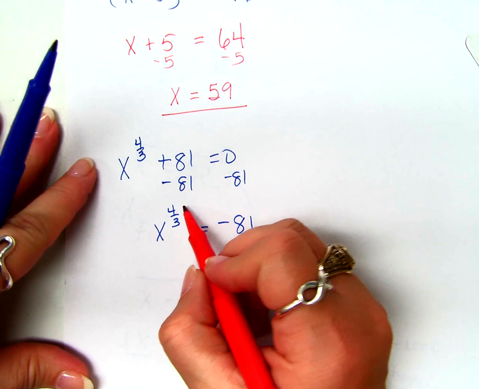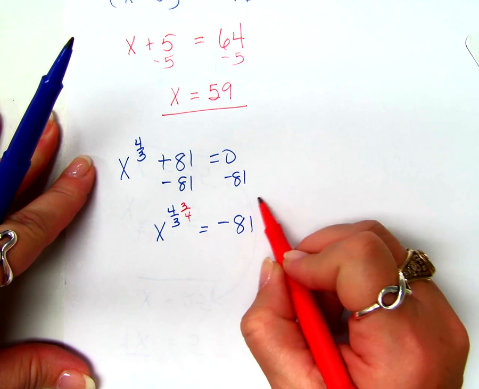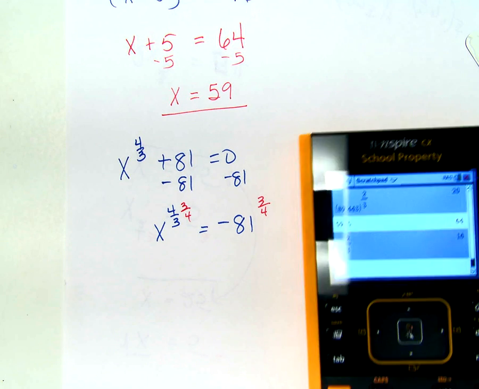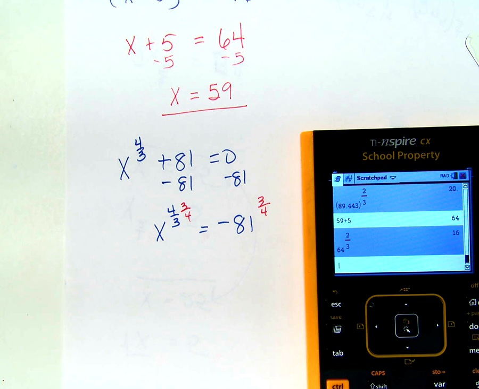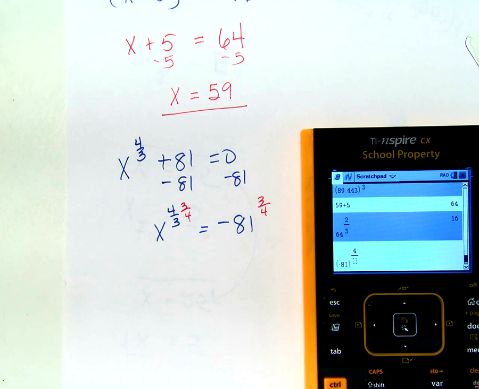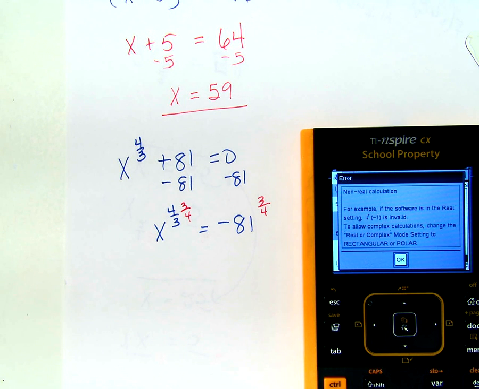Now reciprocal, good. 3 over 4, 3 over 4. If you let this problem be confusing, it will. What's being raised to the 3/4 power? Negative 81. So knowing that the calculator does the order of operations, what should I put in here? Parentheses. Negative 81 raised to the 3/4 power. No. Close.